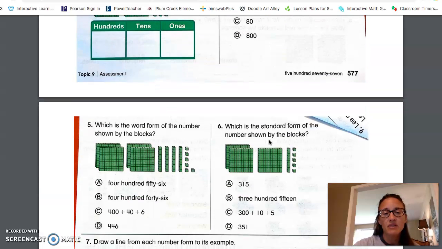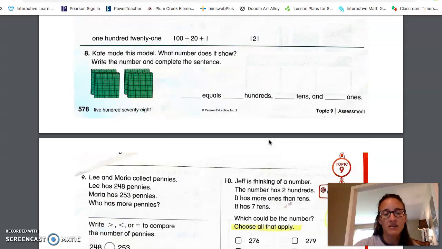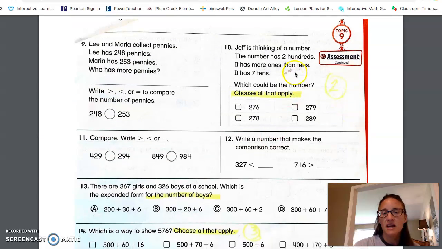And then if I keep going through the test, a lot of this I feel they should be able to do. Here on number 10, it says choose all that apply. I do remind them that choose all that apply means that there will be more than one right answer, and then I tell them how many there will be. On this test, there will be 2 right answers for that one.